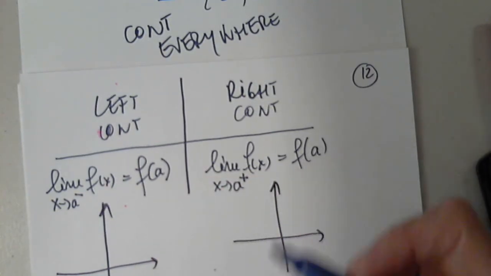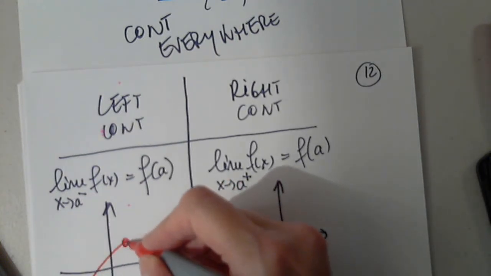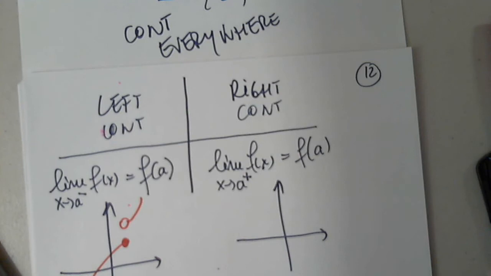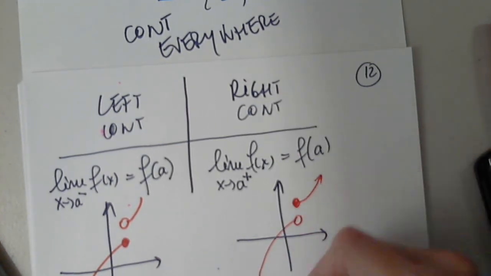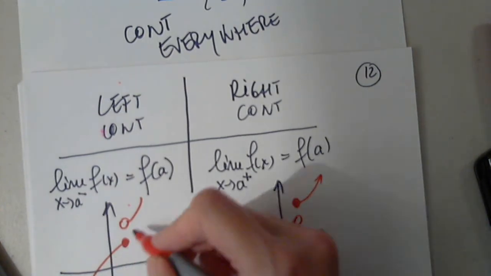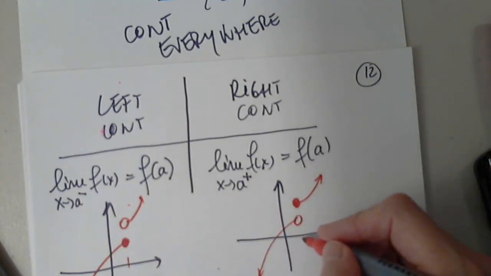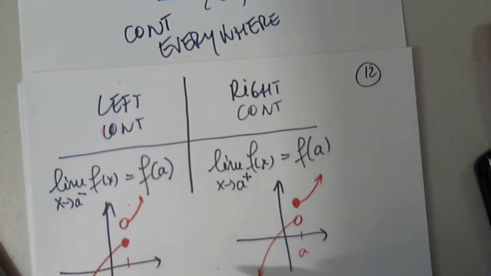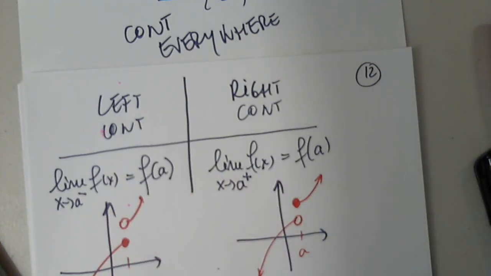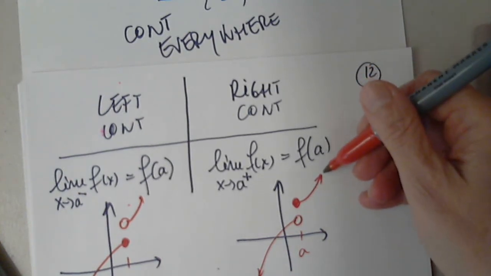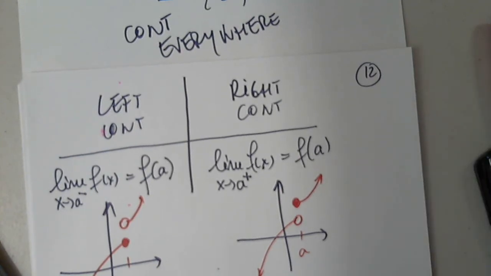An example for both. The left continuity will be something like this. The right continuity will be something like this. The limit from the left and the function value at a are the same, so the function is continuous from the left. Here, the limit from the right and the function value at a are the same, so the function is continuous from the right.